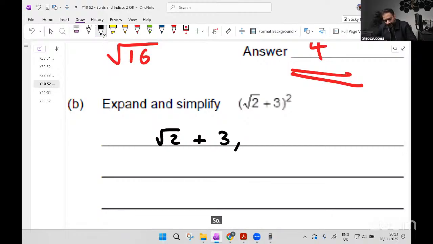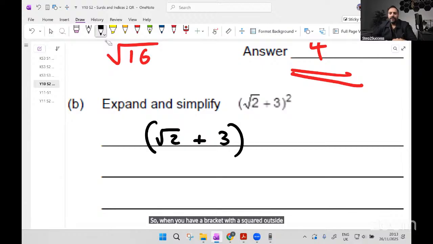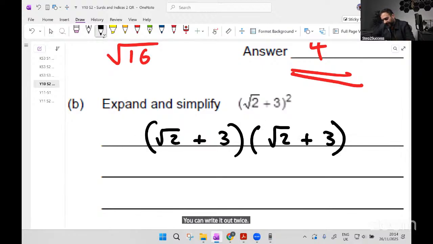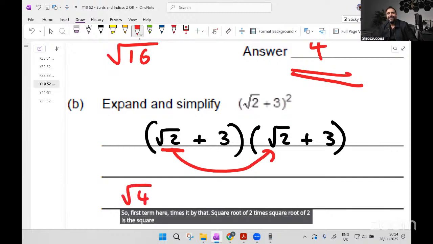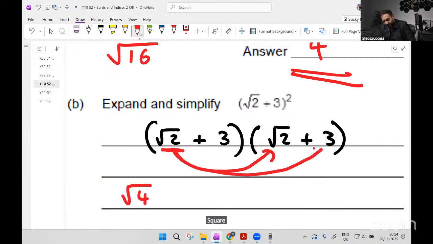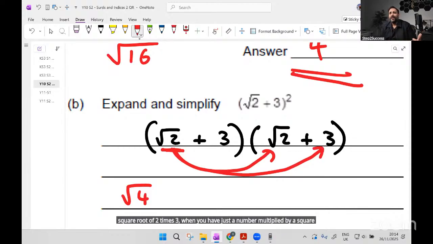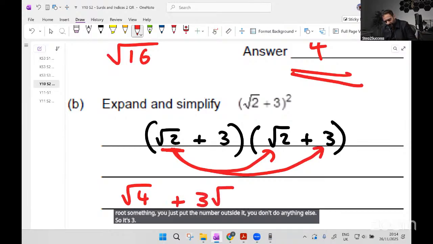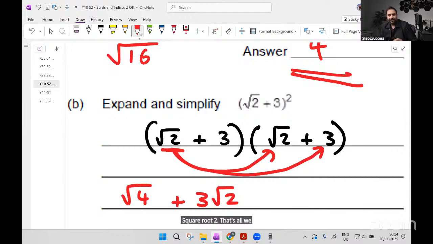So when you have a bracket with a squared outside, you can write it out twice and then expand it. So first term here, times it by that. Square root of 2 times square root of 2 is the square root of 4. I'll simplify it later. Square root of 2 times 3. When you have just a number multiplied by a square root something, you just put the number outside it. You don't do anything else. So it's 3 square root 2.